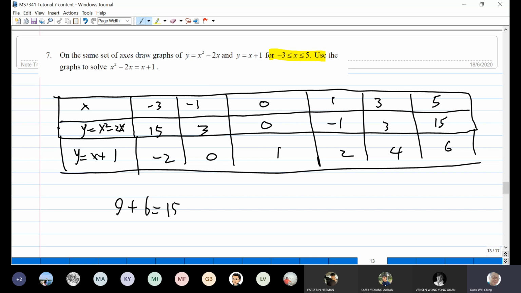Okay, so I have this table, and I'm asked to use the equation graph to solve. What does it mean? To solve means to find the intersection. Okay, the meaning of solve is to find the intersection. So I need a graph paper, quite a big graph paper.